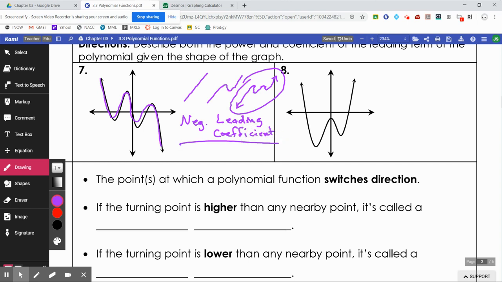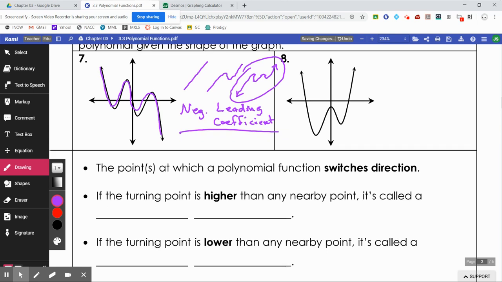And also, as far as the power goes, since it's not x to the first, not x to the third, it looks like it'd probably be an x to the fifth power. Now, we can't say that for certain. I do know it's at least x to the fifth. It could be x to the seventh or x to the ninth. So if we just want to put an odd degree, that is for certain, but more than likely it'll be an x to the fifth there.